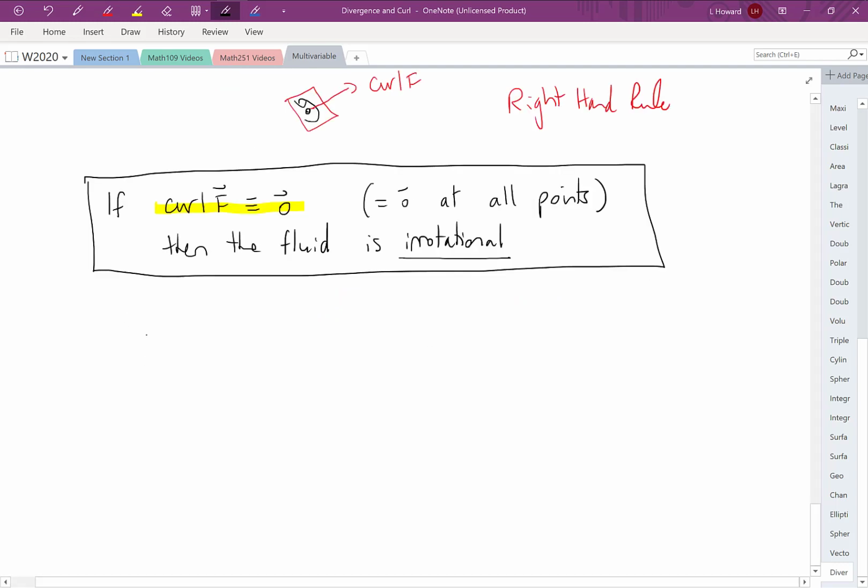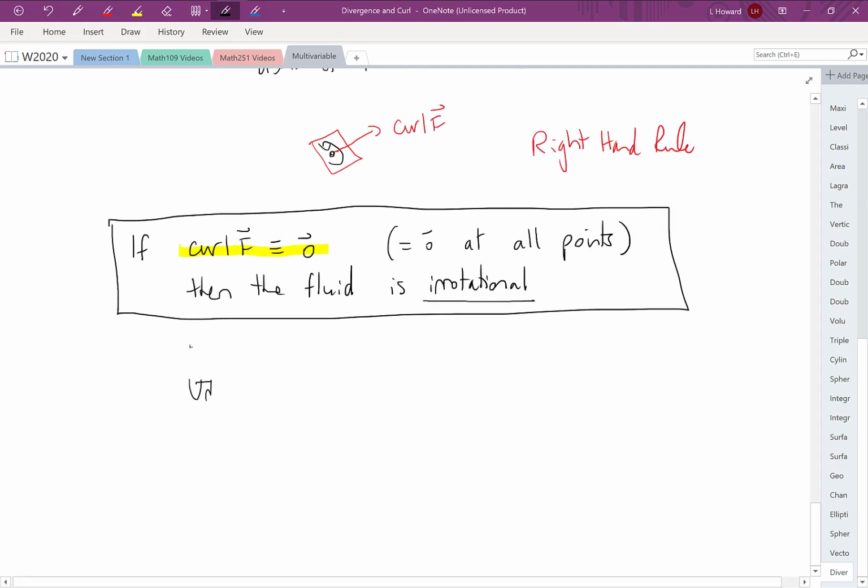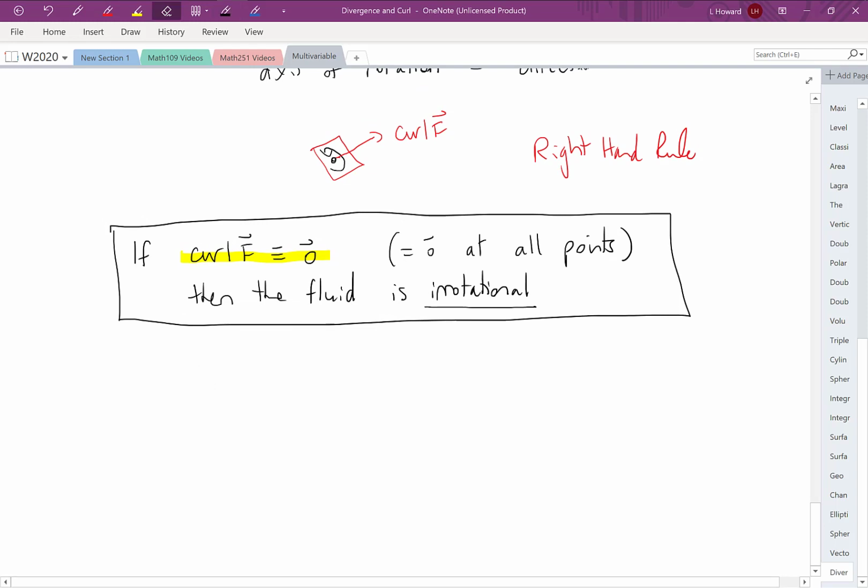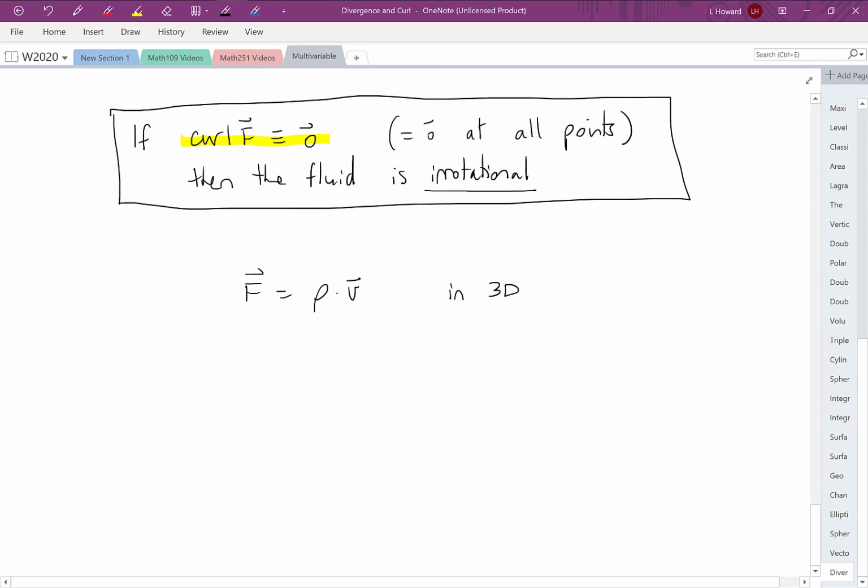Then last thing we'll talk about here are just the units. So let's go back to our fluid flow example. Let's say that our vector field is actually density times velocity. Let's say we're doing this in 3D. So we said that the units of F, units of our vector field, would be kilograms per meter squared second.